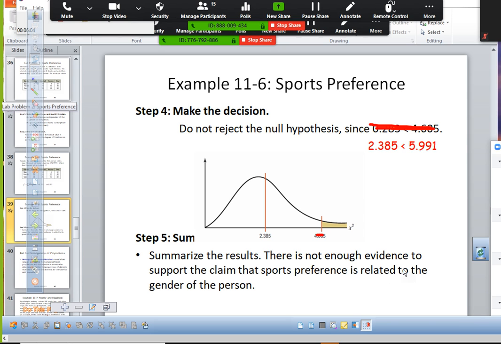So there's not enough evidence to, and you can either say reject the claim that the proportions are equal, or you could say support the claim that sports preference is related to gender. Either one's fine.